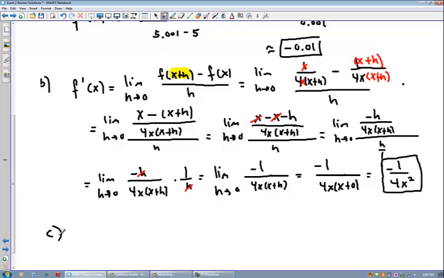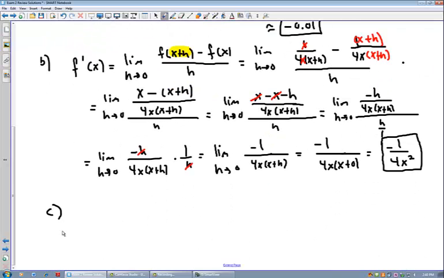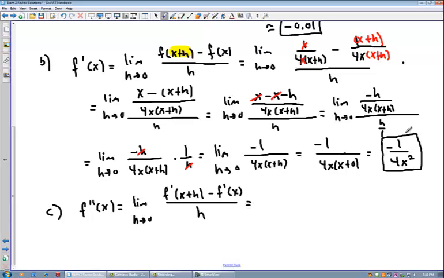In part C, we want to use the definition of the derivative again to find f double prime of x. So f double prime of x is equal to, and I write down the definition, the limit as h goes to 0 of f prime of x plus h minus f prime of x all divided by h. And I simply do what it says. But now I'm going to use this for my function because it's the derivative.